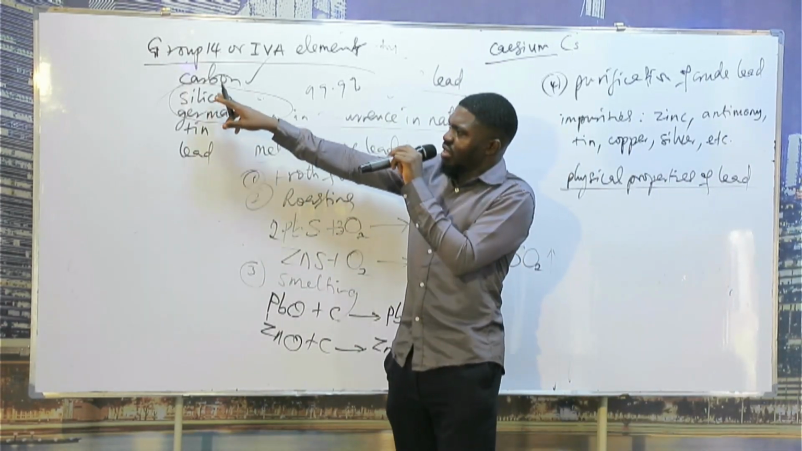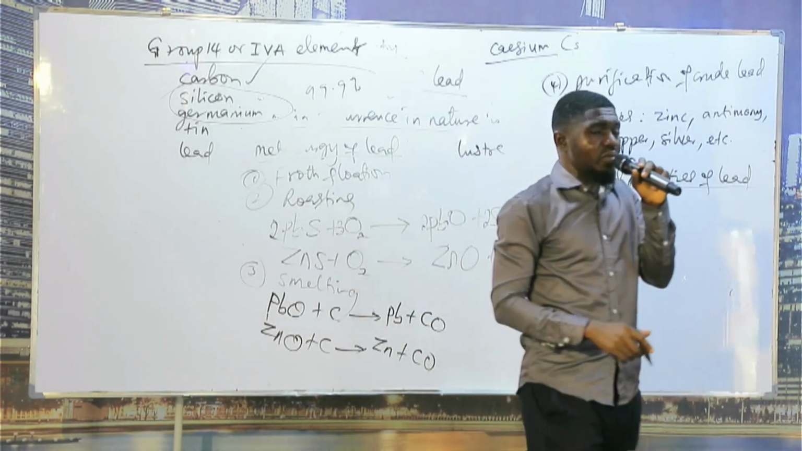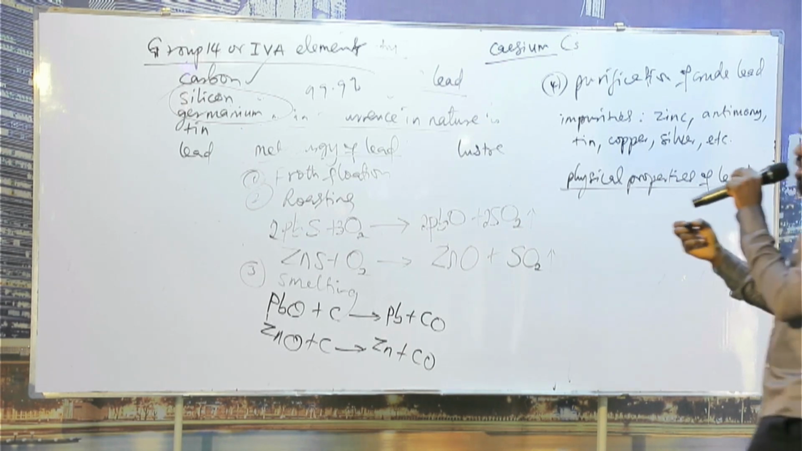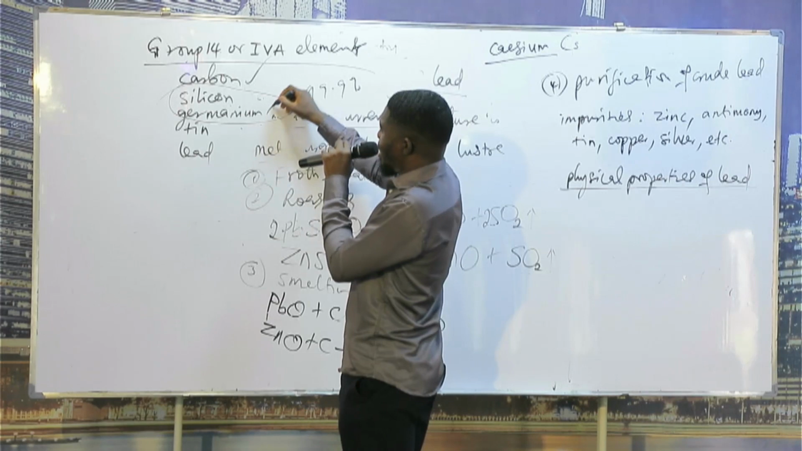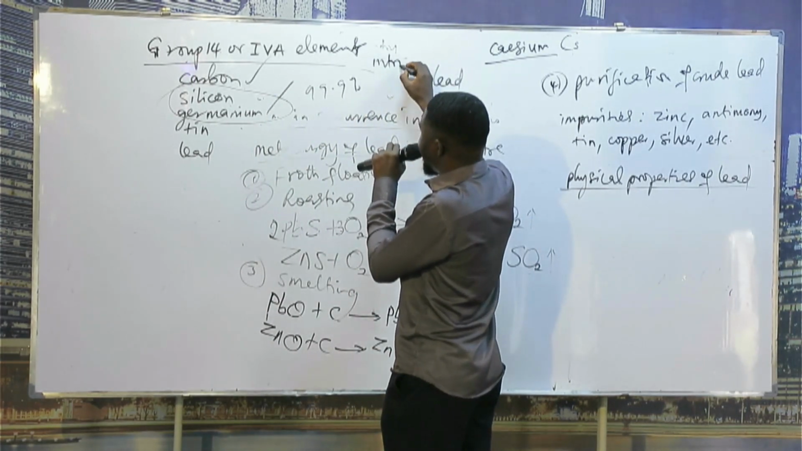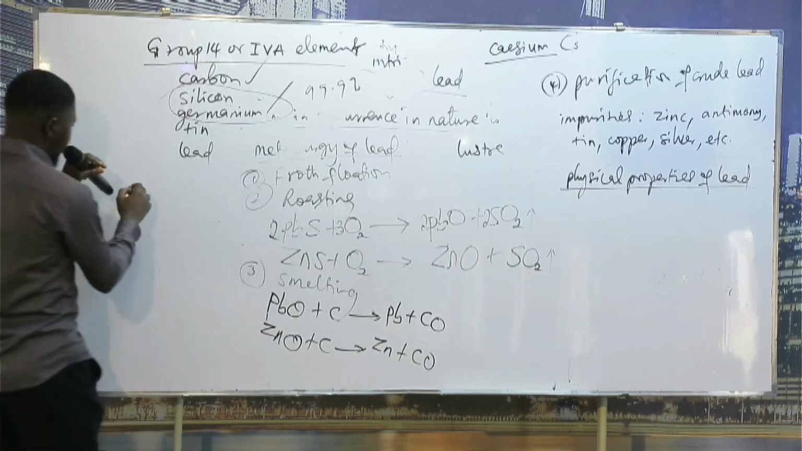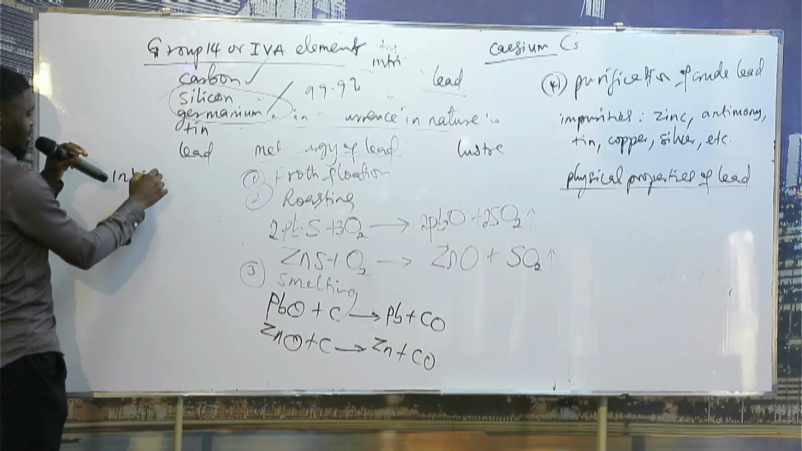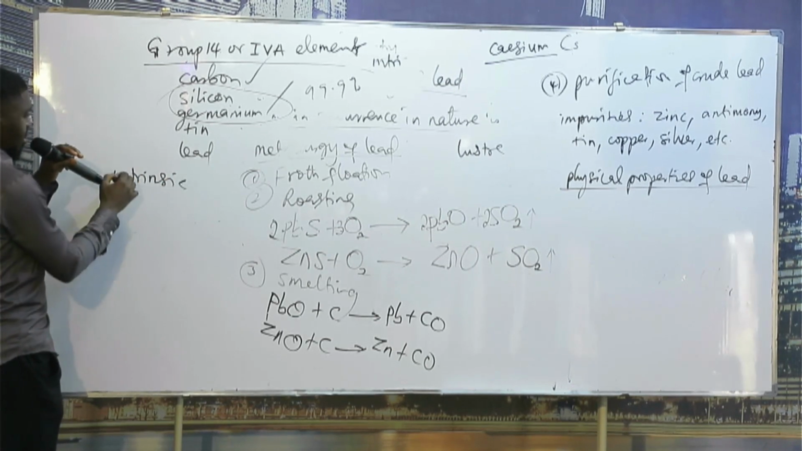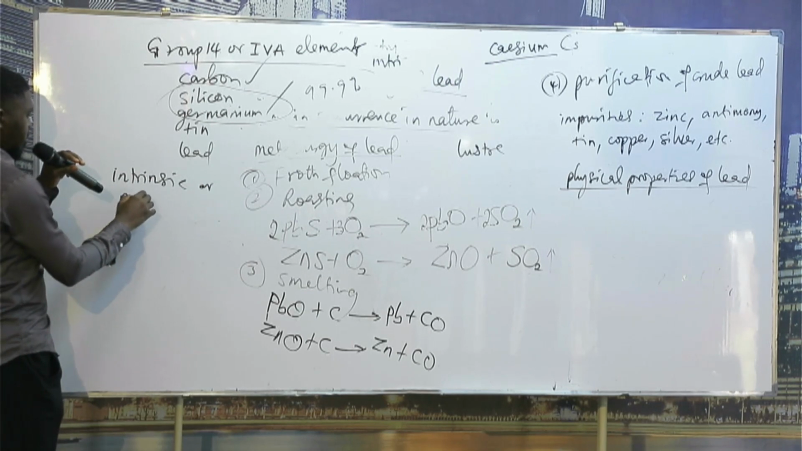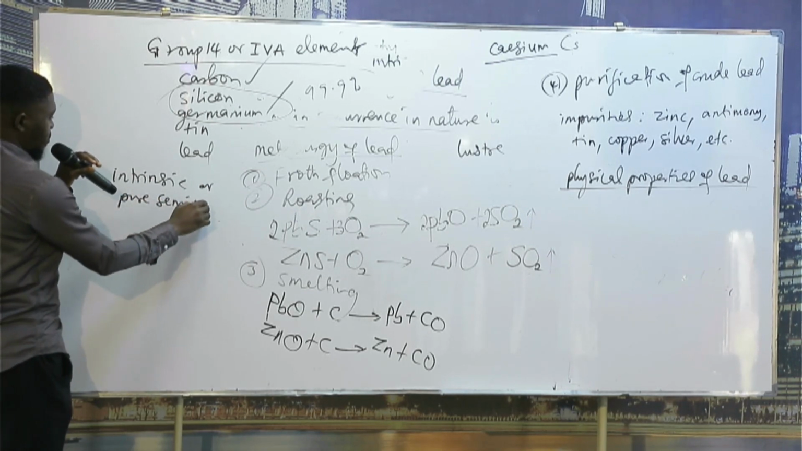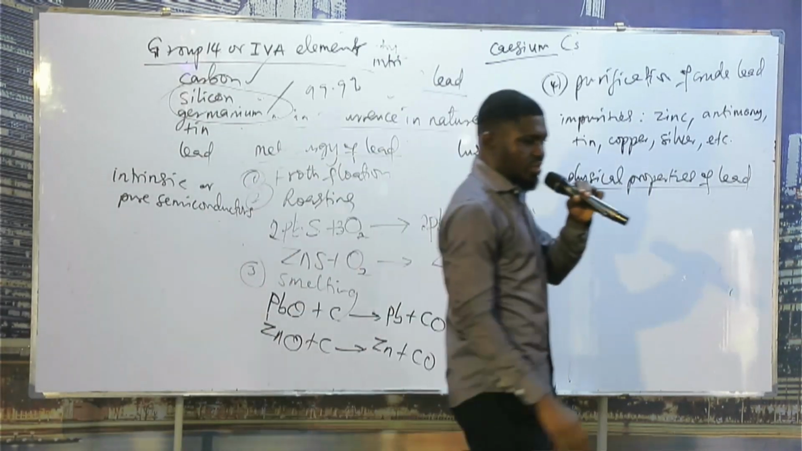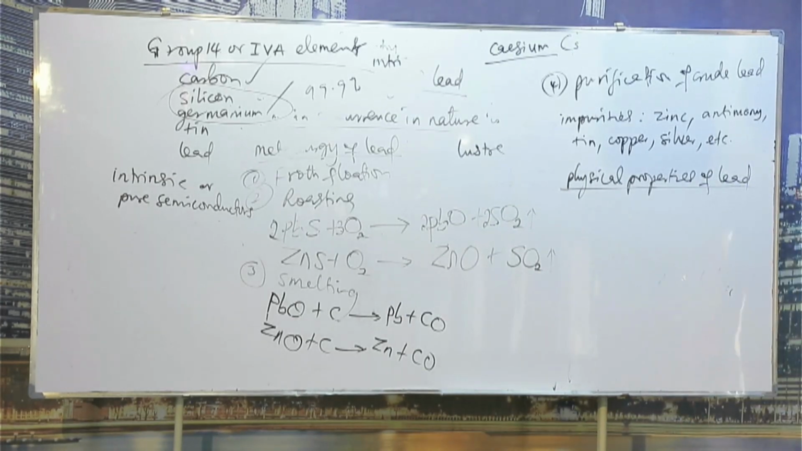As a result, when these two elements are in pure form, they are called intrinsic semiconductors. So silicon and germanium are intrinsic semiconductors. You can jot that down. Intrinsic, or pure, semiconductors. Silicon and germanium are intrinsic semiconductors.